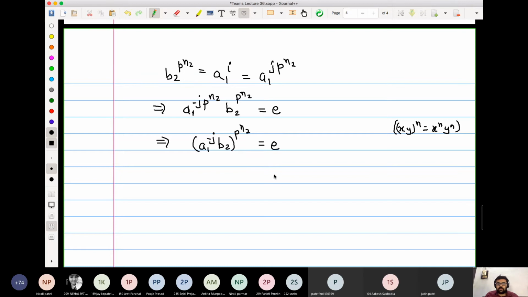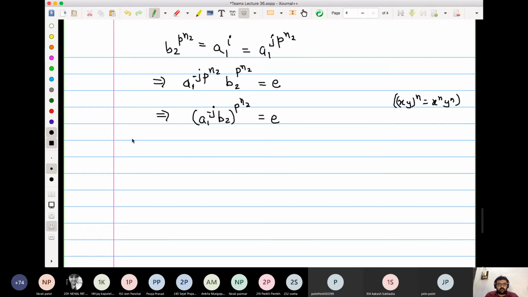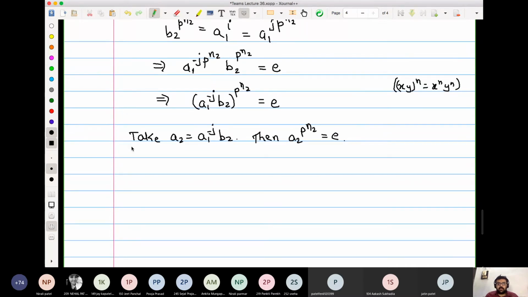So this whole power is identity, and now we call this element A2. So take A2 equals A1 power minus J B2. Then what we have? Then A2 power P power N2 is identity. See, we have got another element whose P power N2 is identity, and we claim that A2 is our required element.